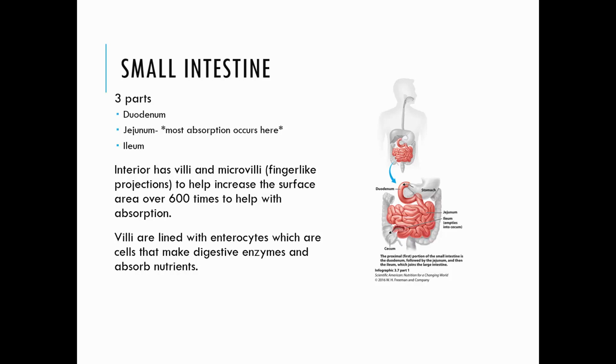And then you have a whole bunch of villi and microvilli. I'll show you a picture of these, but these finger-like projections greatly increase the surface area that helps us become much more efficient at absorption. There are a bunch of digestive enzymes on these enterocytes that help break down and absorb nutrients.